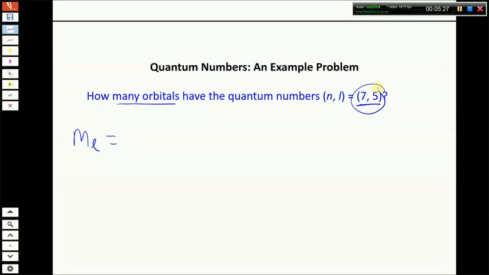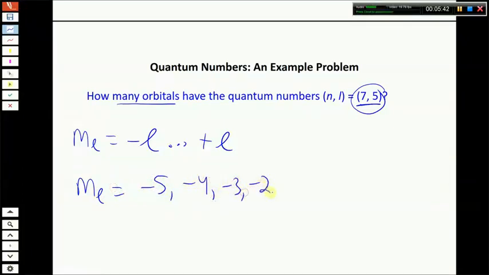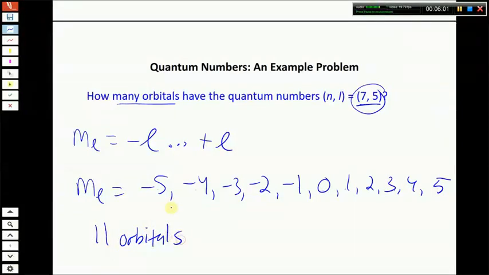So if L equals 5, remember that m sub L goes from negative L up to positive L, including 0, all values in between. So that means the allowed m sub L values are going to be minus 5, and then we step up by integers. So if we count the number of m sub L values, it's 1, 2, 3, 4, 5, 6, 7, 8, 9, 10, 11. So we're going to have 11 orbitals that would have the quantum numbers n, L 7, 5.